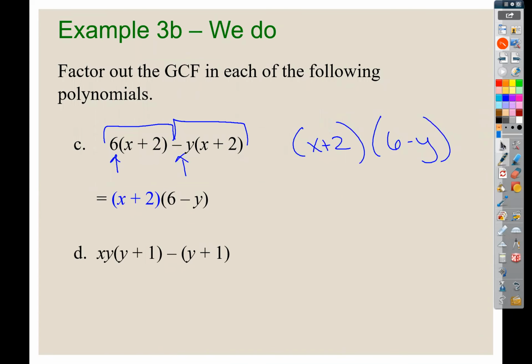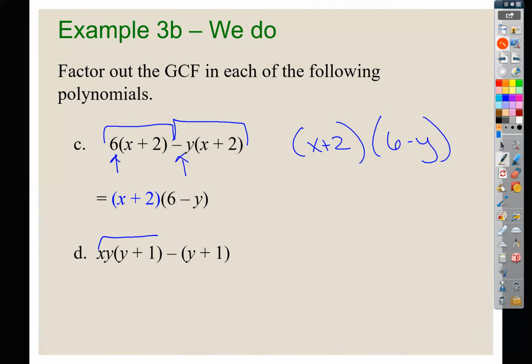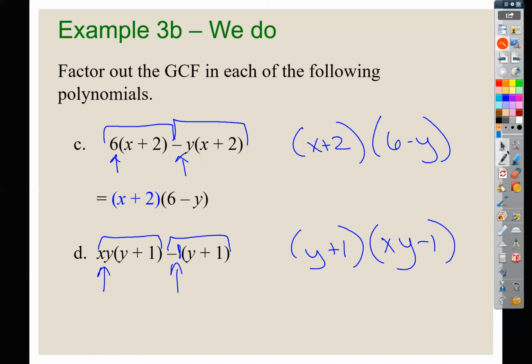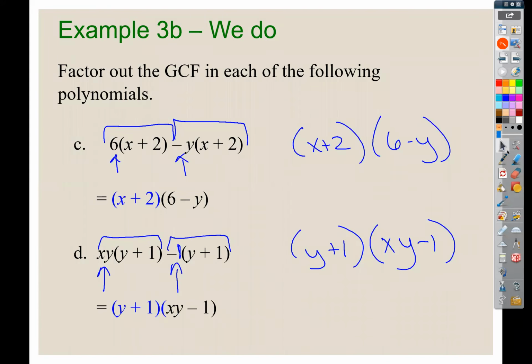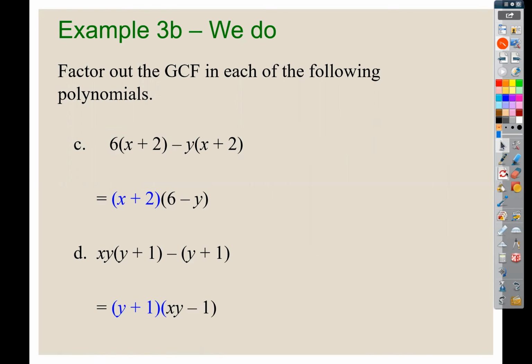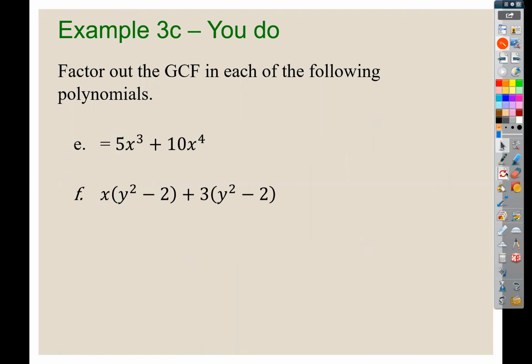Okay, so what do both of these have in common? This is one and this is one. They have a y plus 1 in common. What don't they have in common? So basically what's on the outside, the xy, and then this minus, there's nothing there, so you assume it's a negative 1. And that is your answer. All right, I want you to do this one.